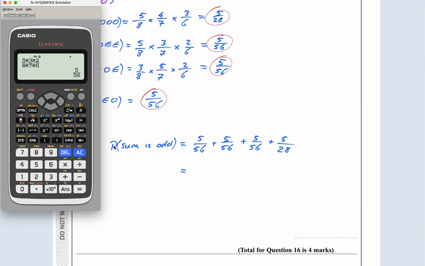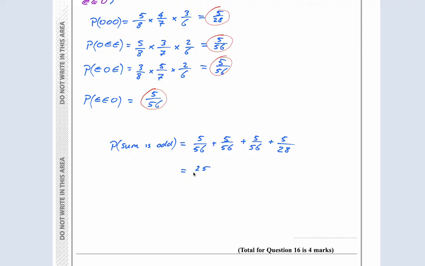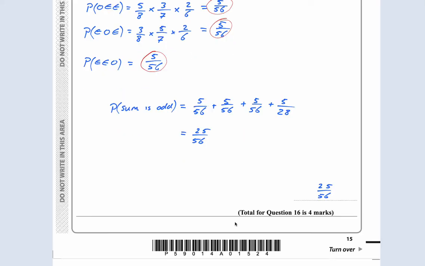let's do it. Well, I'm going to do this in my head, guys. That's 15 out of 56, because 5 plus 5 plus 5 is 15. And now I'm going to do plus 5 out of 28. I'll let the calculator do that. And it's 25 out of 56. So it's 25 out of 56. 25 out of 56. Okay, that's question 16.